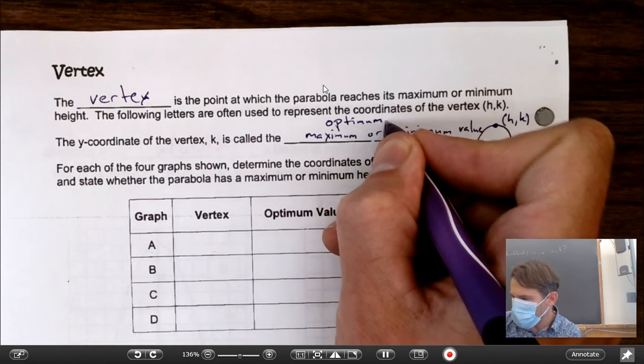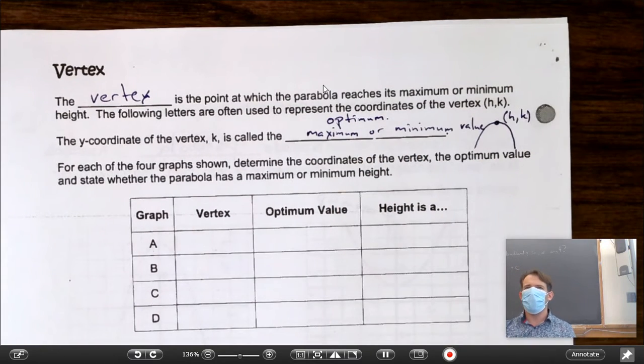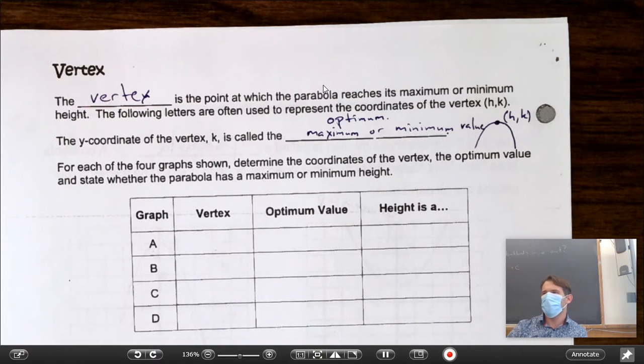I never say that. You know how a dance move might have 5 different names and you only use one of the names? Yeah, I'm like that. So we can call this also an optimum value or a maximum or minimum value. I always say maximum or minimum. I never say optimum value.